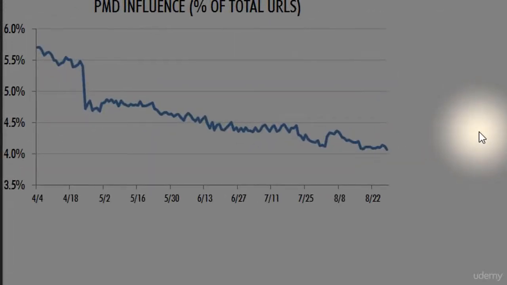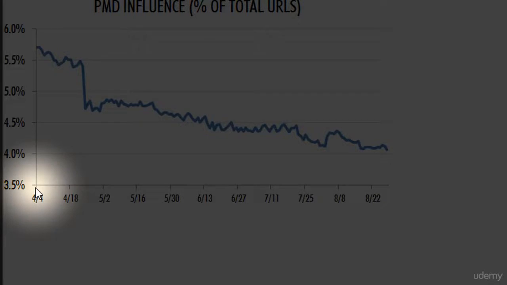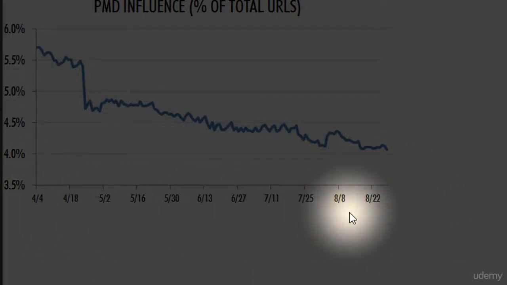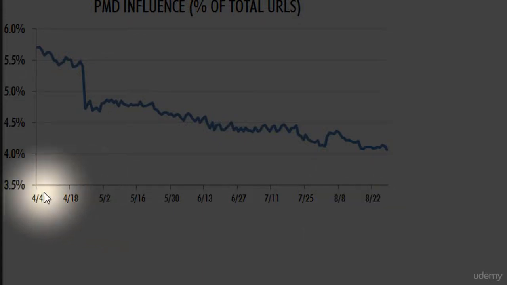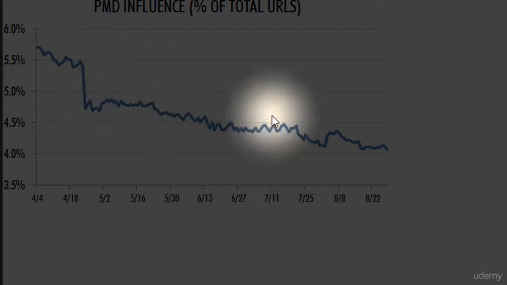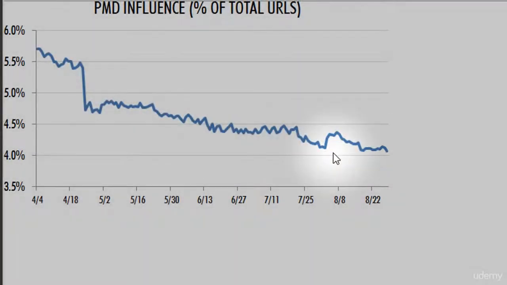Here you can see the graph of PMD influence, where the x-axis represents the date. This is April 4 and here is August 22. These dates are in the year 2012. In April 4, 5.5% of search results were influenced by partial match domains, which has got reduced considerably in August 22 to just 4%. And year by year, this influence has got reduced considerably.